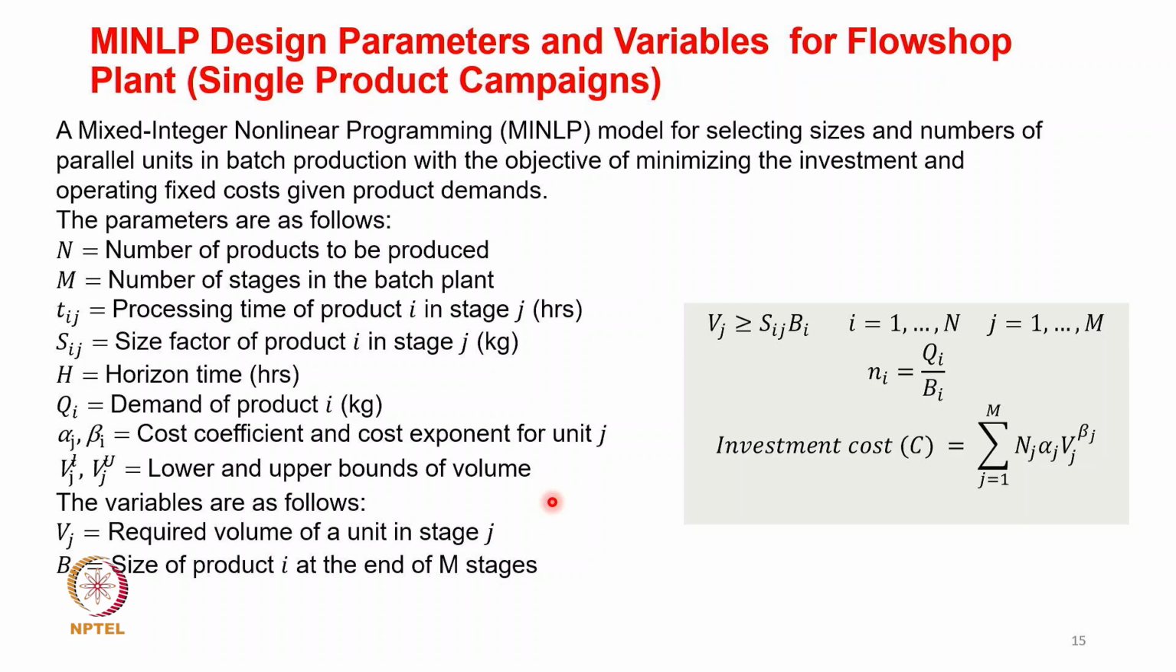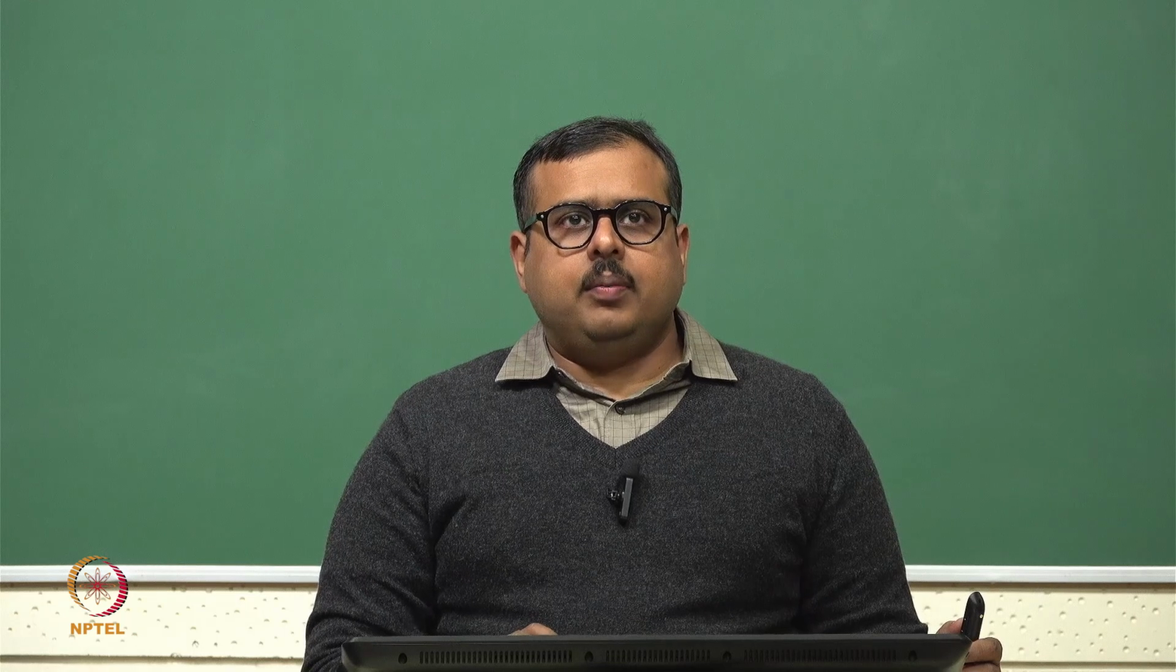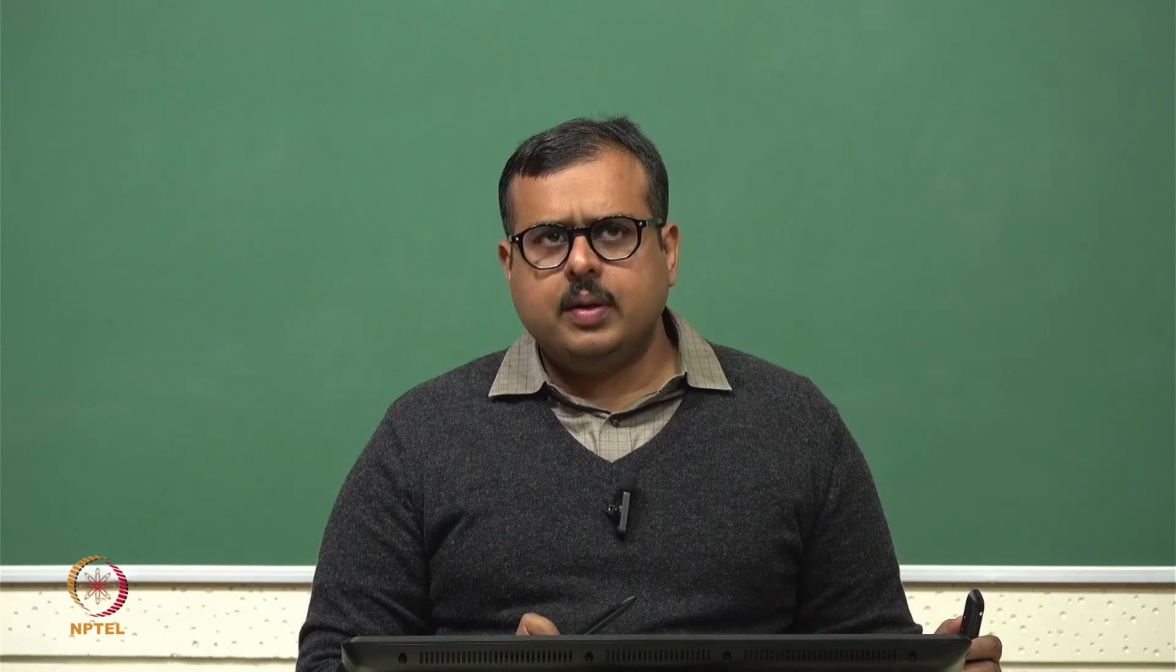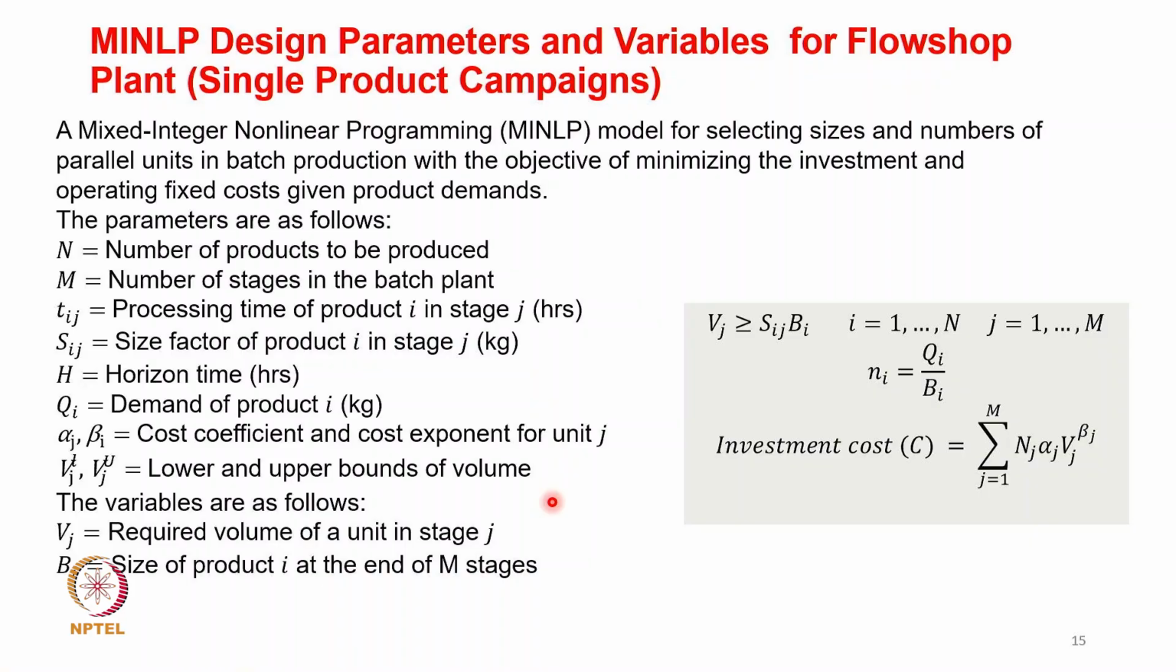So now let us consider a mixed integer nonlinear programming based design of parameters and variables of a flow shop plant. Again, single product campaigns, we are only interested in evaluating a single product. A mixed integer nonlinear programming model is typically used for selecting sizes and numbers of parallel units in batch production, with an objective of minimizing the investment and operating fixed cost given the production demand. So let's look at the variables.